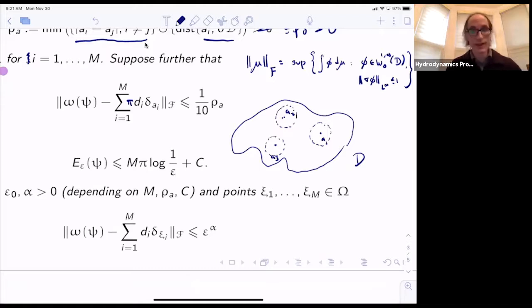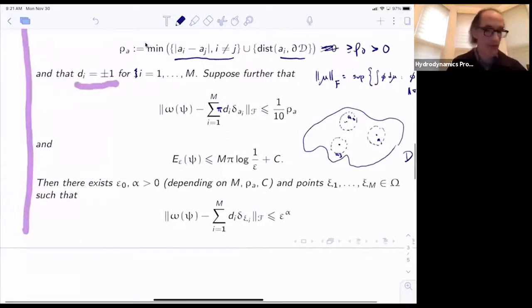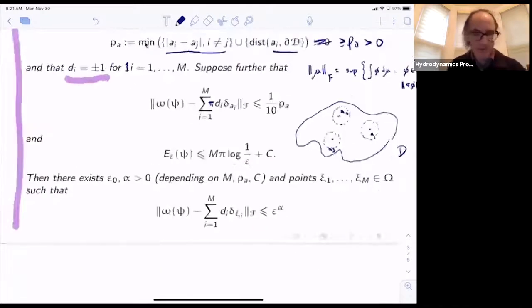And assumption 2 is that the energy is not too big. Not too big means this, m pi log 1 over epsilon plus a constant. And the conclusion is that if this is true, then in fact, we can find points, if I shift the points a little bit.